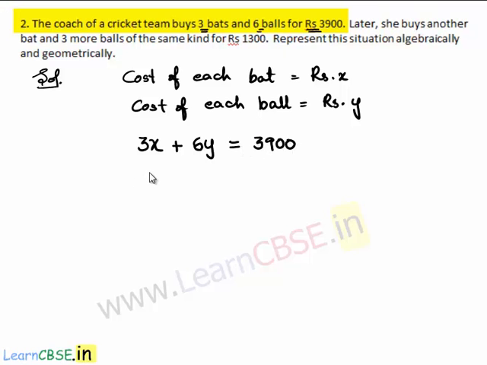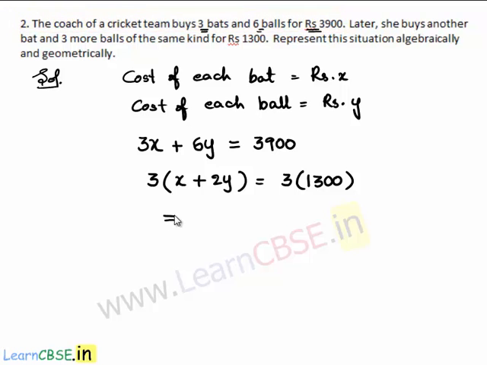Now we can take 3 as a common factor. So 3 times (x plus 2y) is equal to 3 times 1,300. So 3 gets cancelled on both the sides. We'll be getting x plus 2y is equal to 1,300. So I name this as equation number 1.